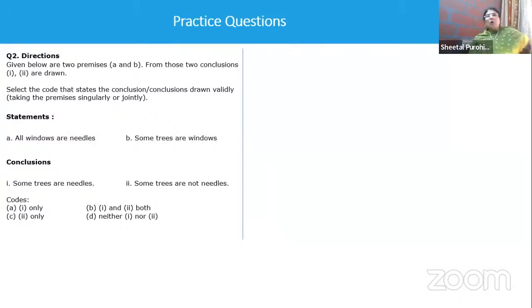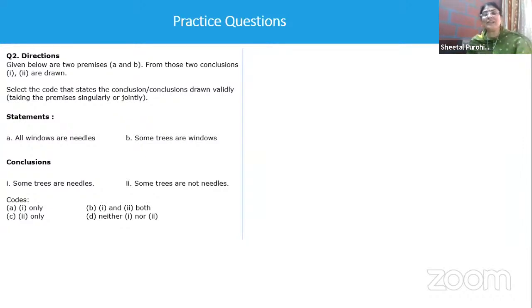So when it says all windows are needles, make one circle, and in that you can write windows are all needles. Then they're saying some trees are windows also. So then we have certain trees, and those trees are windows, and we know all the windows are needles. So that means some of them are trees also. So that means A makes sense.